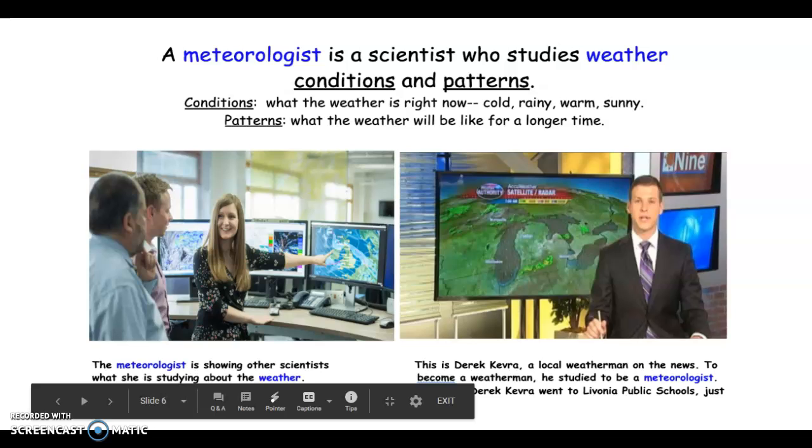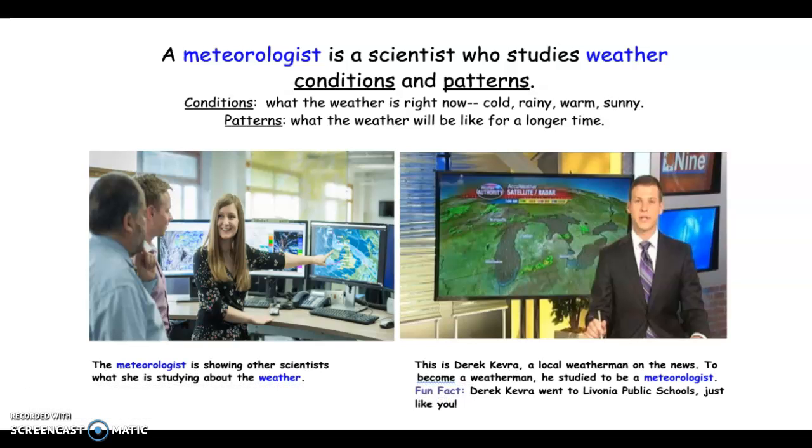Meteorologist. A meteorologist is a scientist who studies weather conditions and patterns. Conditions, what the weather is right now. Cold, rainy, warm, sunny. Patterns, what the weather will be like for a longer time. To the left, you can see a picture of a meteorologist showing other scientists what she is studying about the weather. And to the right, this is Derek Kebra, a local weatherman on the news. To become a weatherman, he studied to be a meteorologist. A fun fact about this individual is that he went to Livonia Public Schools, just like you.